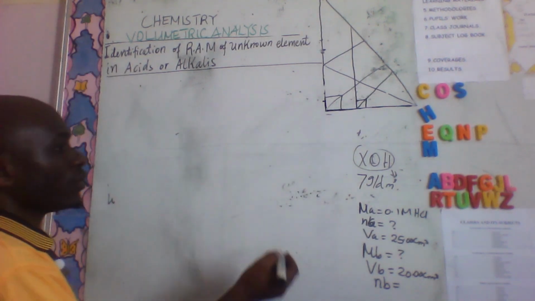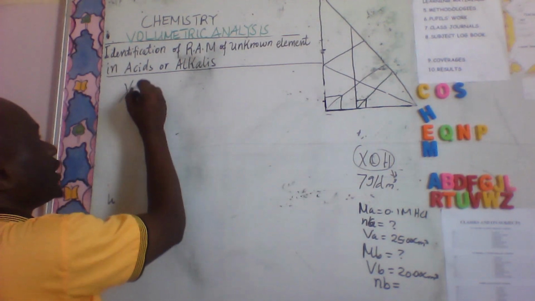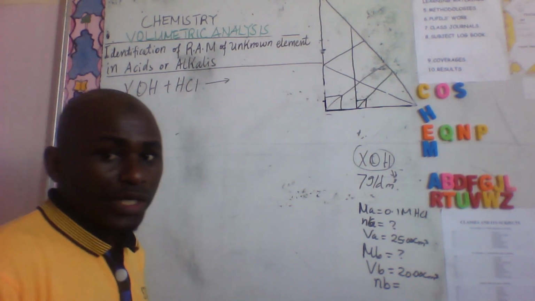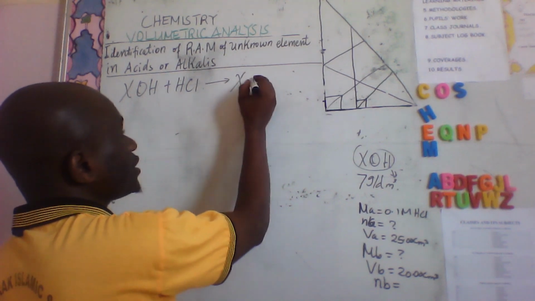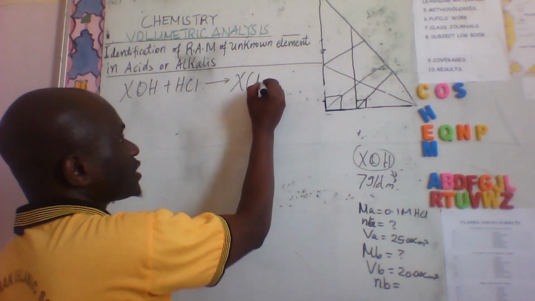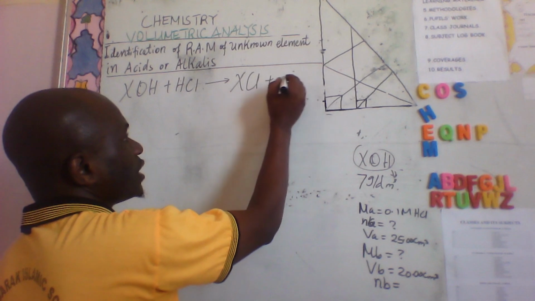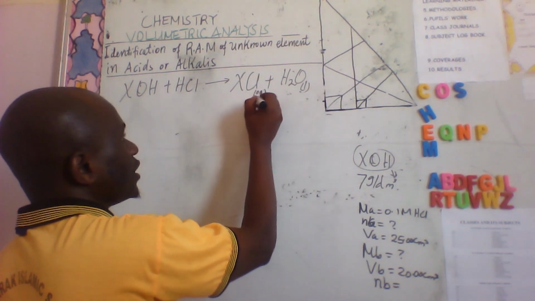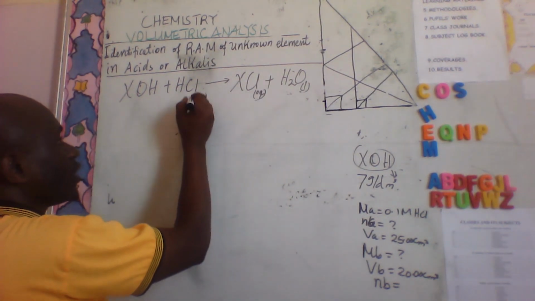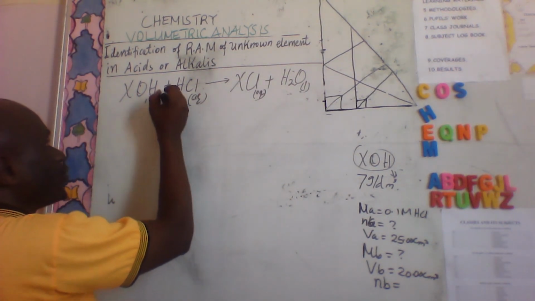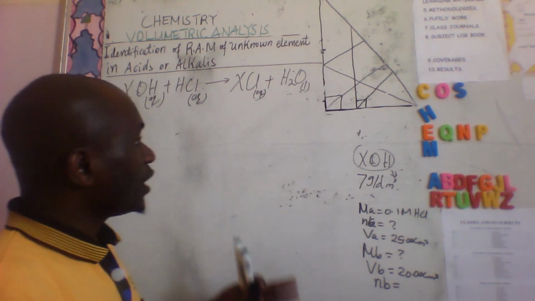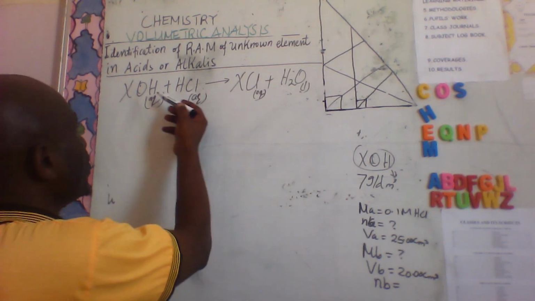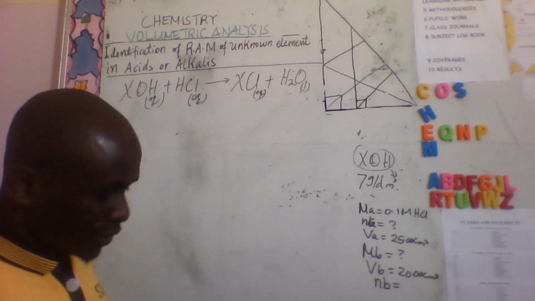So we are supposed to balance the chemical equation. Here we have XOH plus hydrochloric acid, giving XCl plus H2O. This means that this is a neutralization reaction. After balancing this chemical equation, we see a single X, a single chlorine, 2 hydrogen on each side, and 1 oxygen on each side. So it is balanced.